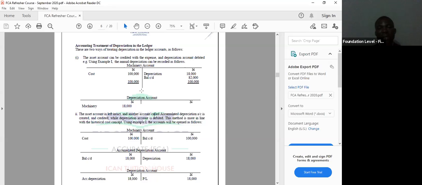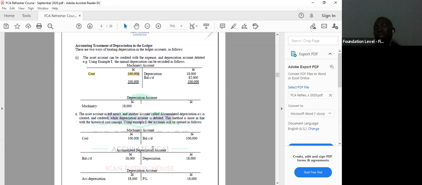Once you open a machinery account and the depreciation account, you know an asset account always has a debit entry. So we have that here. Can you see? So that for better understanding, I will just color it. So we debit the cost of it, 100,000.